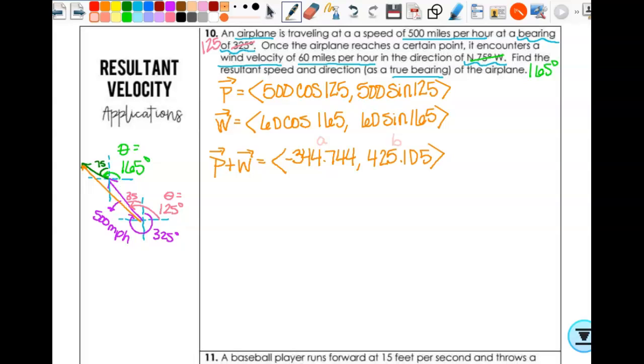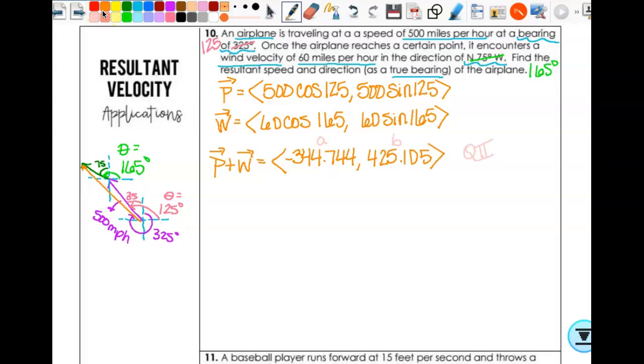Make sure you close your parentheses on those first angles. Okay, so now that we have this, what quadrant is this in? Or what quadrant are we dealing with? 2. So this is in the second quadrant.